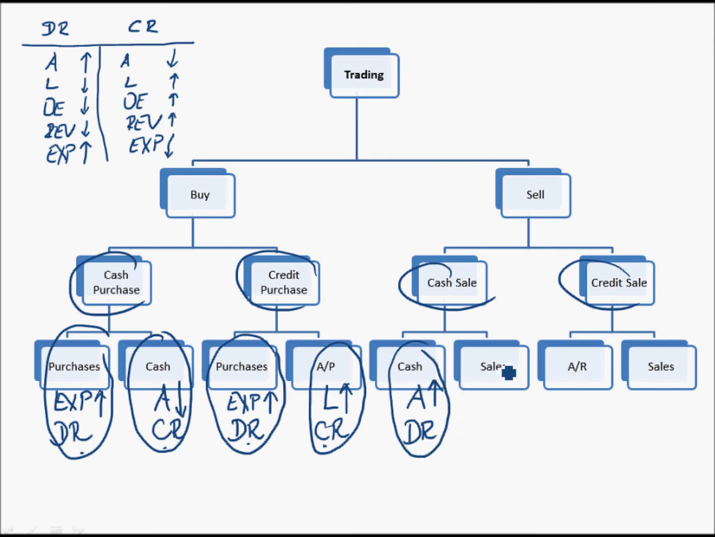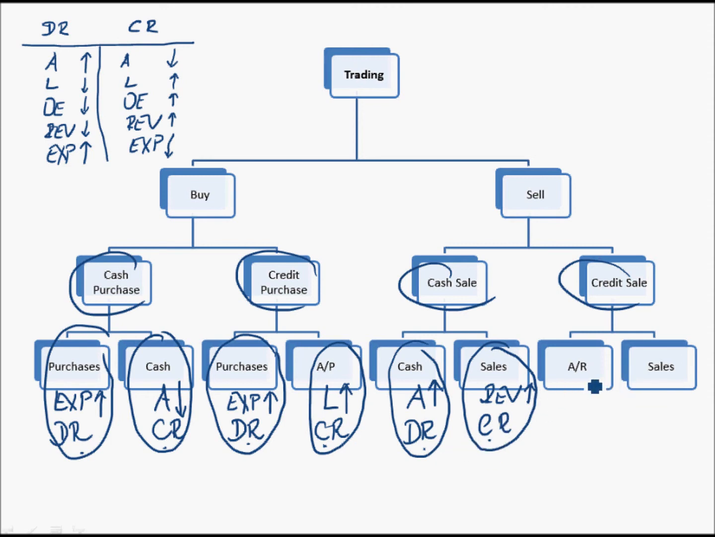What happens to your sales? The sales is a revenue account. Revenue, it's good news. When you make a cash sale, your revenue goes up. An increase in revenue is a credit entry, and therefore we're going to credit sales. So again, we see that there's 1 debit entry for cash and 1 credit entry for sales.